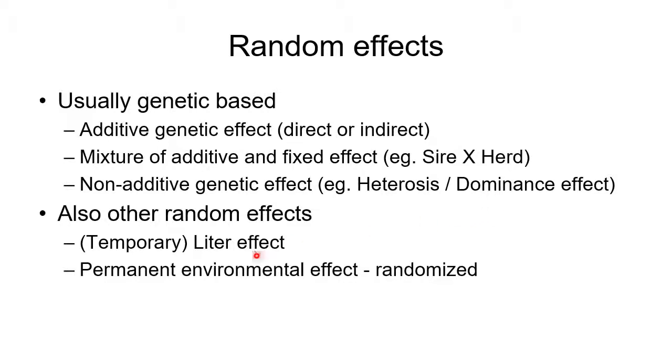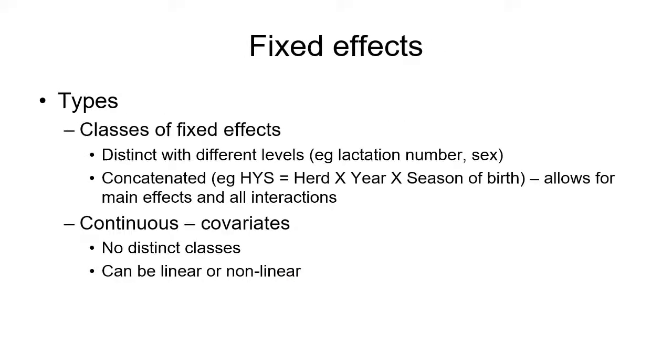the animals. We also have other random effects like temporary effects, like litter effect. I've mentioned litter effect in pigs, and we also have some randomized permanent environmental effects. So the repeated measures, let's say you have a cow that weaned 5 calves in her life, she's basically a permanent environmental effect for each calf over a time period, and so you can include that permanent environmental effect in your model as an additional random effect.